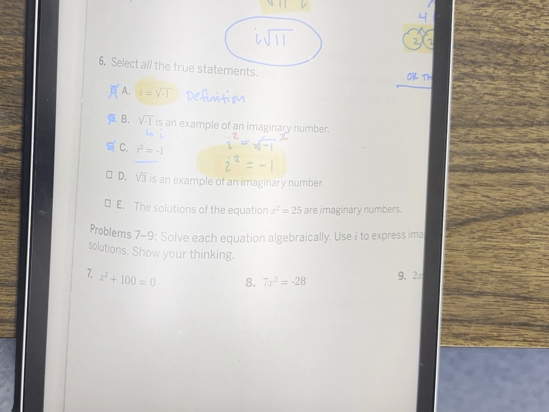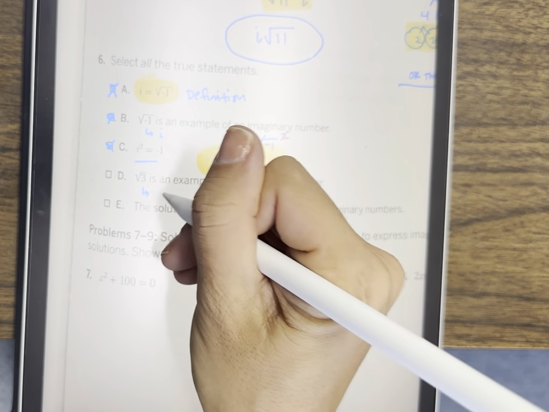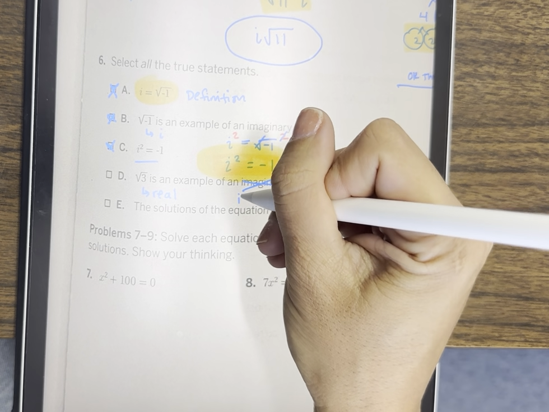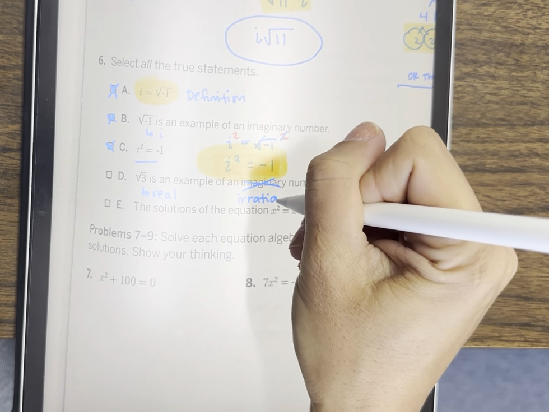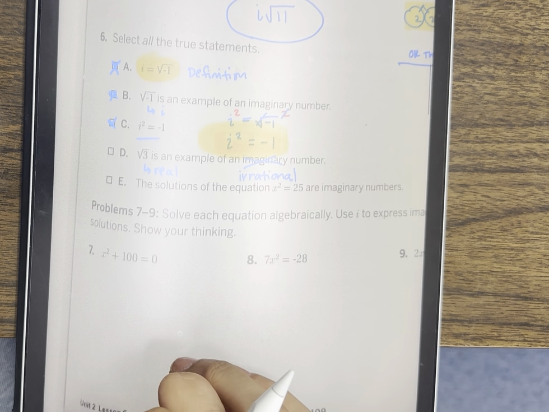Radical 3 is an example of an imaginary number. No, I don't see an i. I don't see a negative in a square root. That's not imaginary. This number is real. Don't you tell it that it's not. It's real, okay? What it is is irrational. That means that it's a decimal that never repeats and goes on forever, but it's not imaginary.